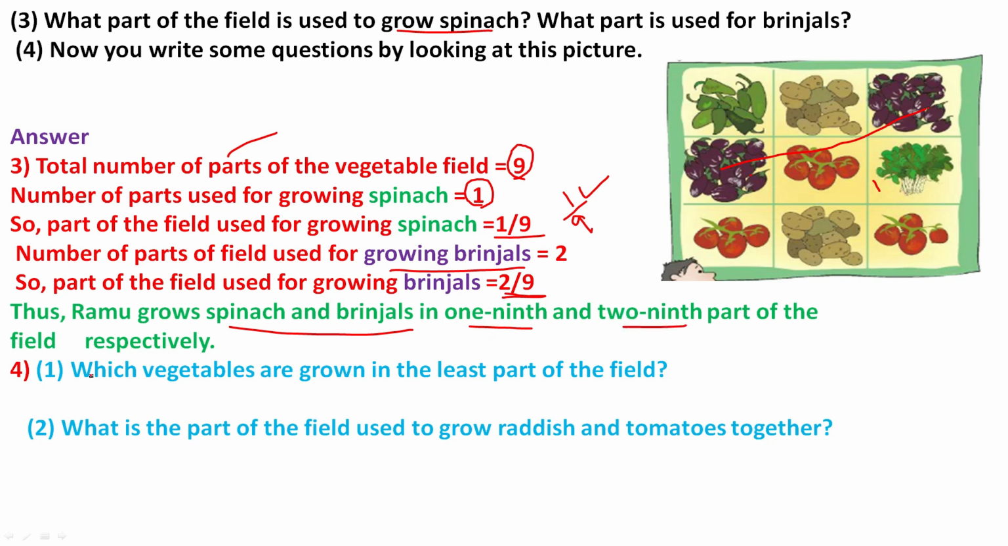Now you write some questions by looking at this picture. Which vegetables are grown in the least part of the field? One question you can make. Another question: what is the part of the field used to grow radish and tomatoes together?